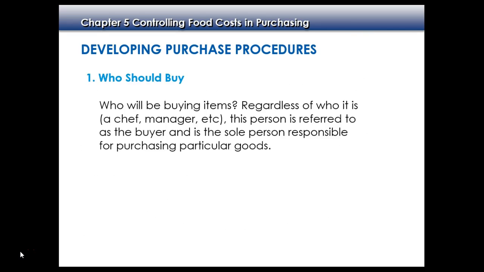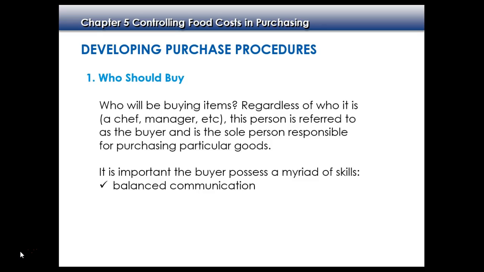So who should buy? This could vary per restaurant. If it's a small establishment, it could be an owner, chef, owner operator. It could be just your chef, your kitchen manager. But whoever it is, it should be just one person that has that responsibility for purchasing any particular goods.